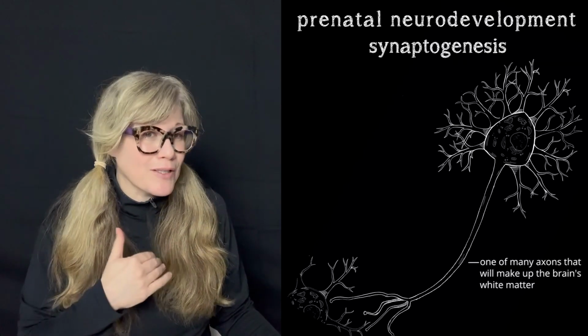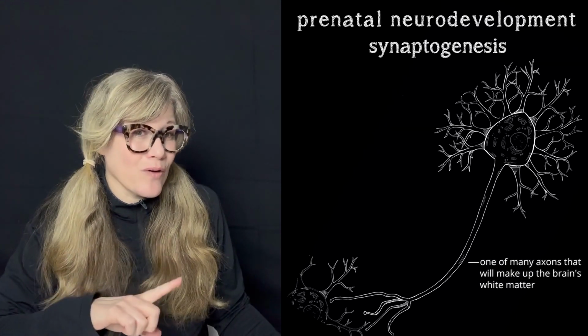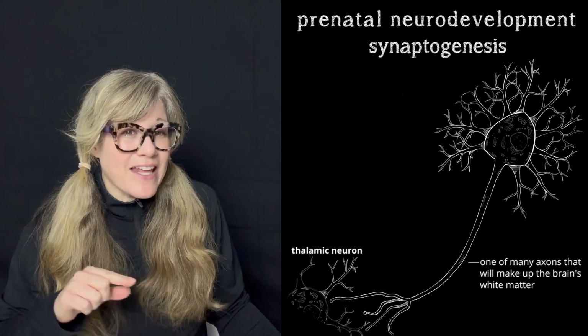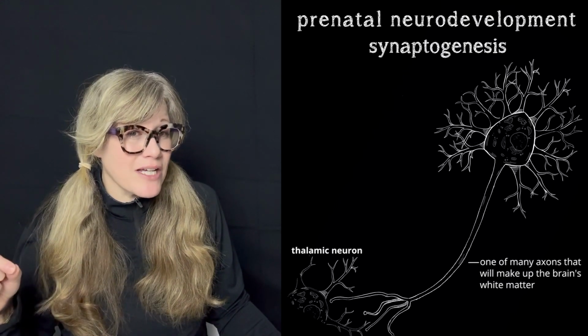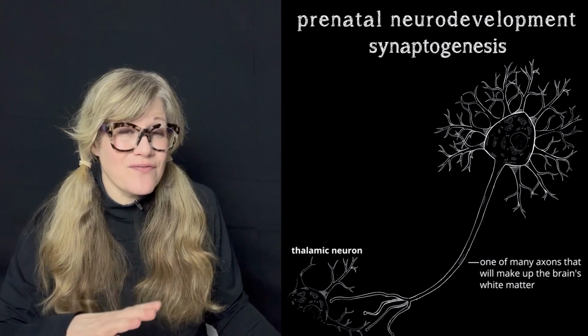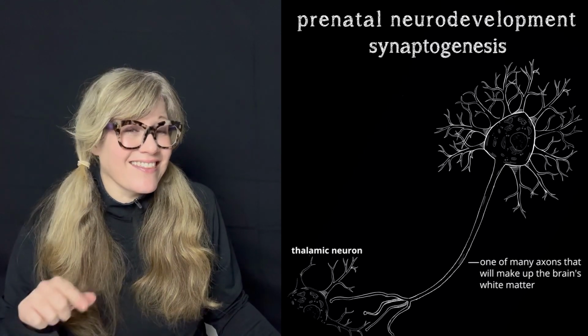So maybe our glutamatergic pyramidal neuron's axon is going to extend to a subcortical region like the thalamus. And molecular signals that are involved in the neuroblast's migration are also involved in guiding the axon to grow towards its fate. And in this case, that would be the dendrites of neurons in the thalamus.